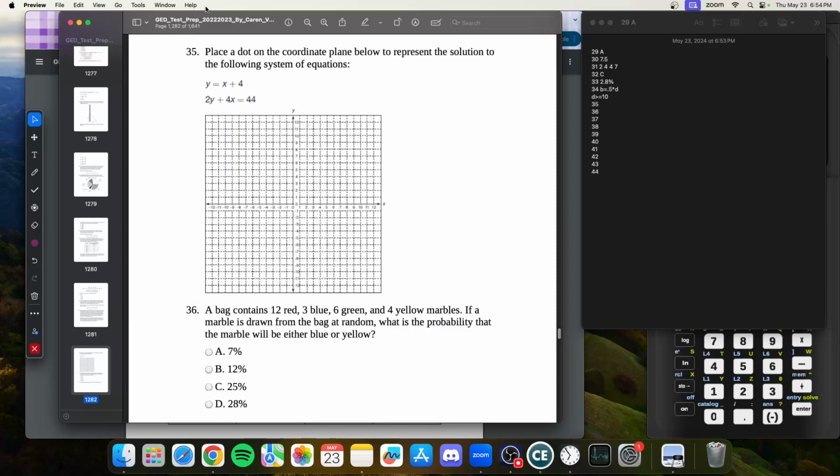Not a big deal. Place a dot in the coordinate plane below that represents the solution of the following system of equations. So here we have y equals x plus 4. That looks like this. So it has a y-intercept of 4 and slope of 1. This one, there's a point at 11, 0. Yeah, so here I plug in 0 for y. 4 times 11 equals 44. And then y is actually going to equal 22.